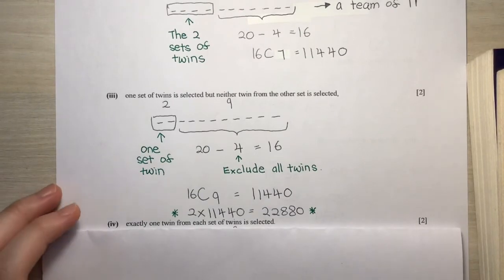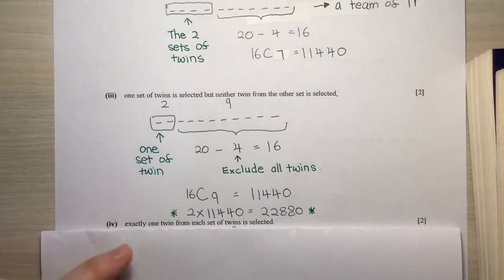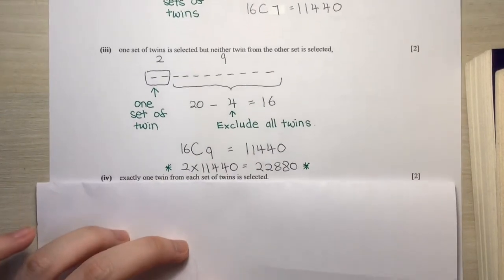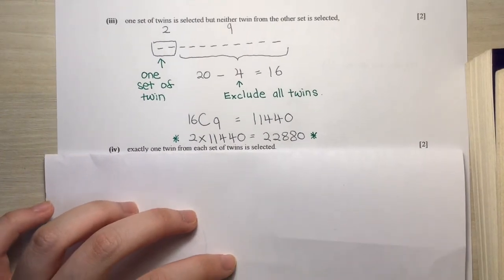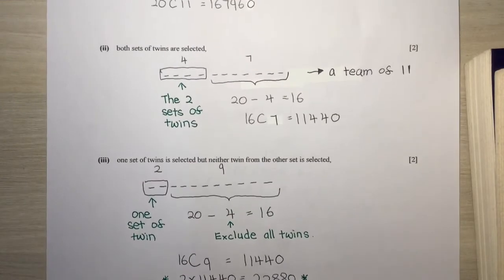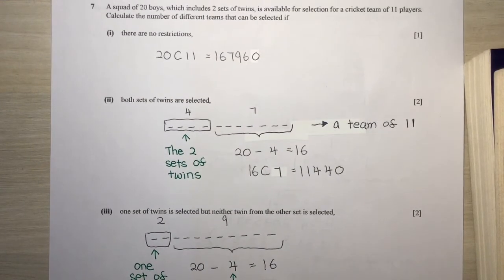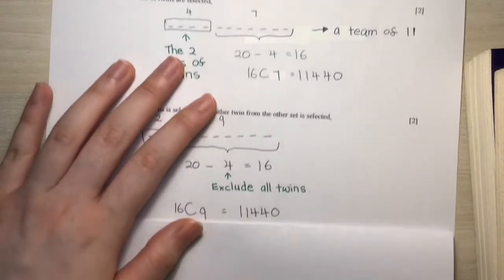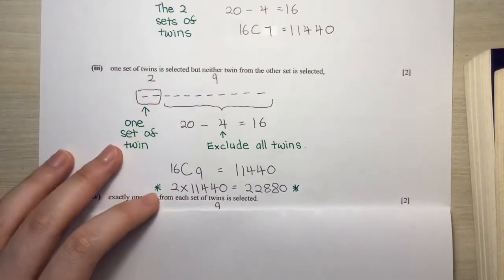And we come to the last part of this question. Exactly one twin from each set of twins is selected. So at first it may be a bit more complicated than the previous parts of this question, but do not worry.